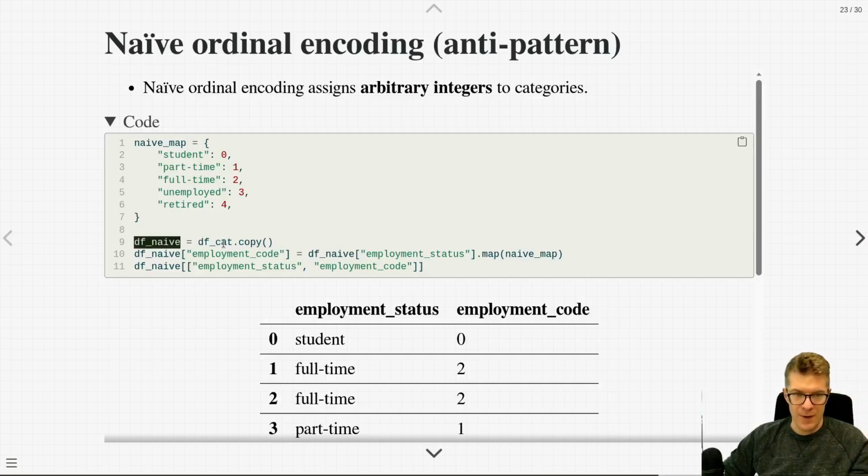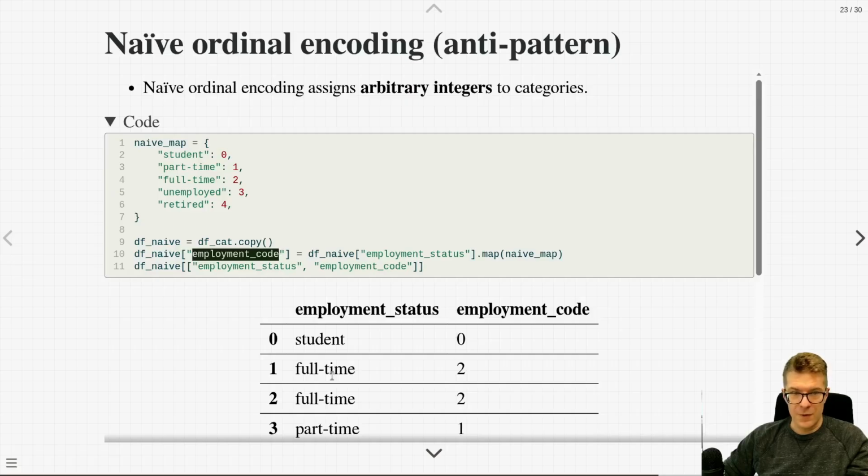We'll call that naive for now. We will have a new variable called employment code. And then what is happening on the right, on line 10, is we'll take the employment status, these labels, and then provide a mapping of those labels to numbers, and then store those numbers on the left-hand side here in the employment code variable, right? So we have the original data in df naive. The employment status is student. Naive map just says look up the label here in this naive map, and then replace it with a number. So student is 0, so 0 gets written into the column employment code.